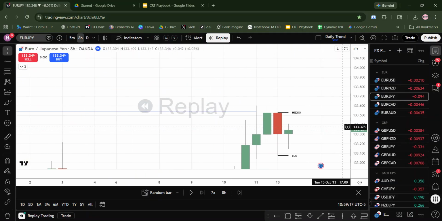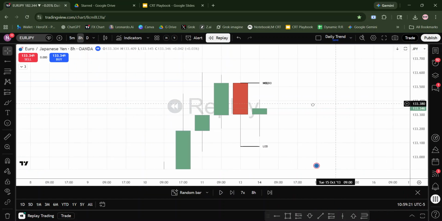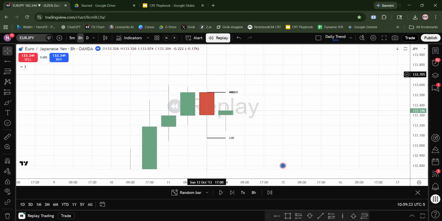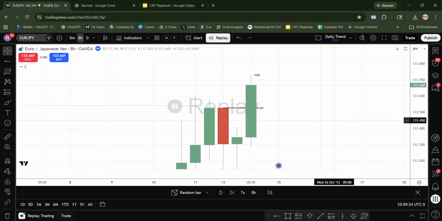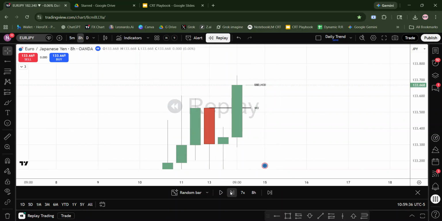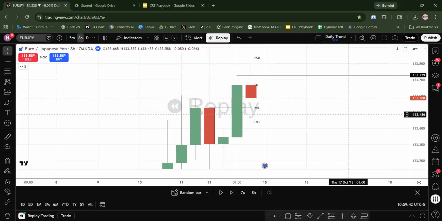Okay, so let's see. What do we got? Let me get rid of this. All right, let's just start fresh. All right, so this is at 9 a.m. No candle 2s yet that I can see, or 4s. Okay, so here we go. We may have a candle. I'll just use this one line to mark highs and lows.